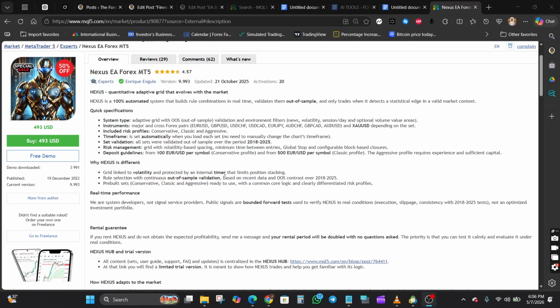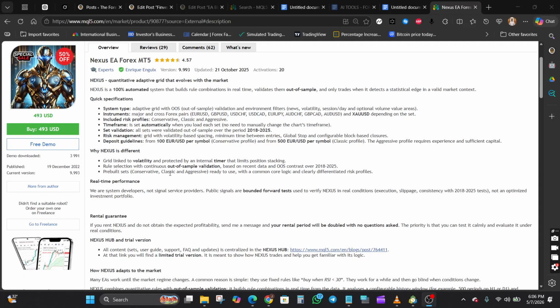Now, inside the marketplace page, the developer explains that the EA continuously builds and validates trading rule combinations using recent market data and then performs out of sample validation before allowing those strategies to remain active. Now, that's actually a pretty important distinction because many EAs simply optimize historical parameters and keep using the same logic regardless of changing market conditions.